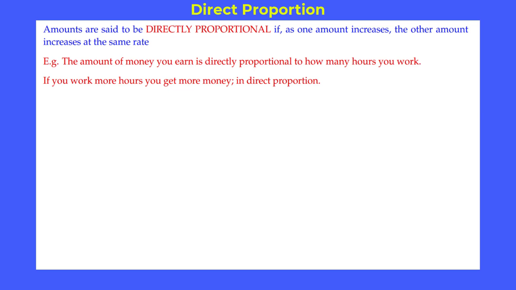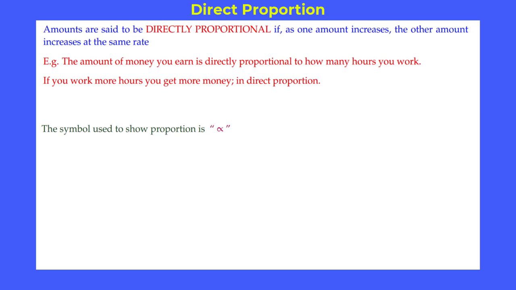In this video, we're going to be looking at direct proportion. So first of all, quick definition. Amounts are said to be directly proportional if, as one amount increases, the other amount increases at the same rate. For instance, the amount of money you earn is directly proportional to how many hours you work. If you work more hours, you get more money.